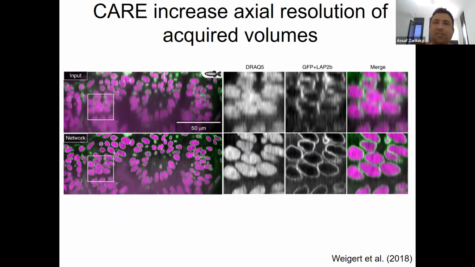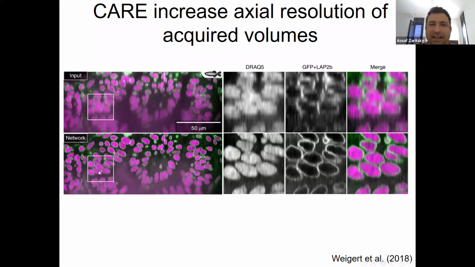So the third dimension is called the axial resolution, right? And now you can see how they improve the axial resolution of the acquired volumes of the 3D images that they acquire. So this is how the input looks, and this is the output of the network. And you can see it's very nice.